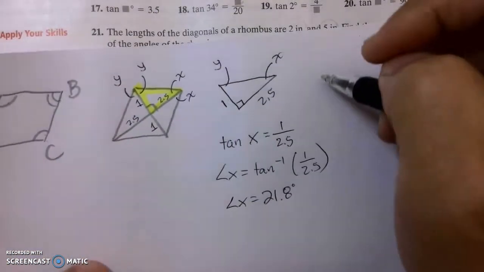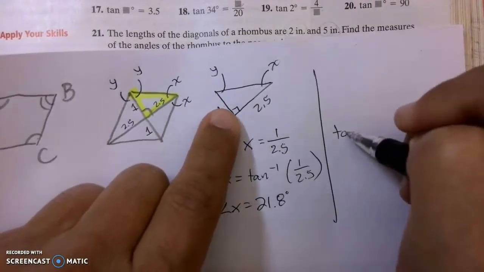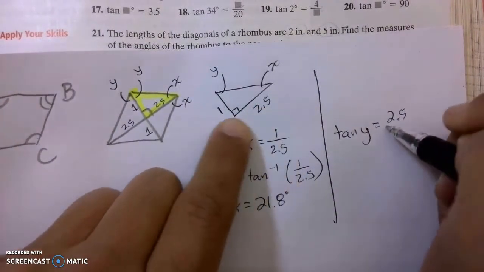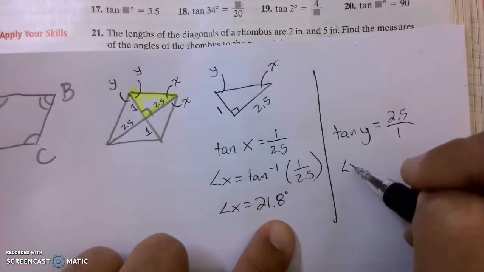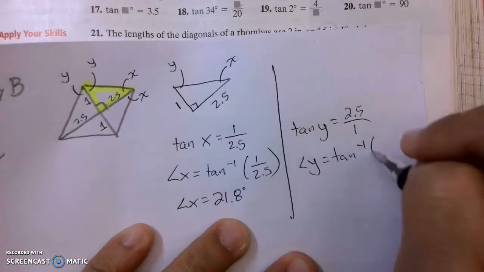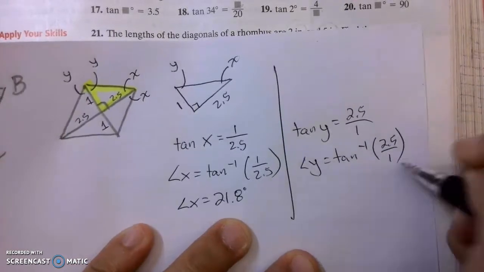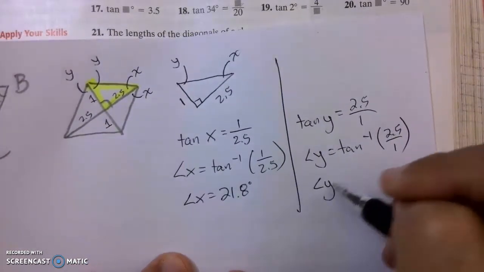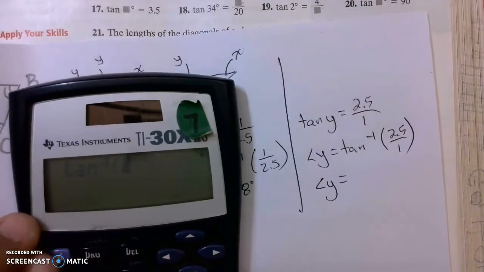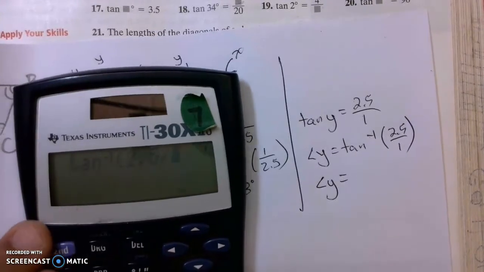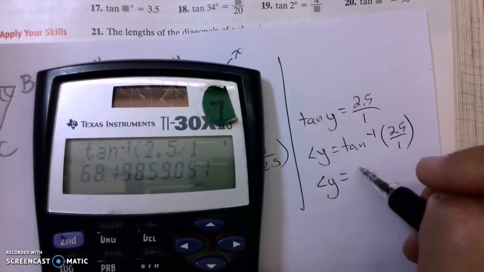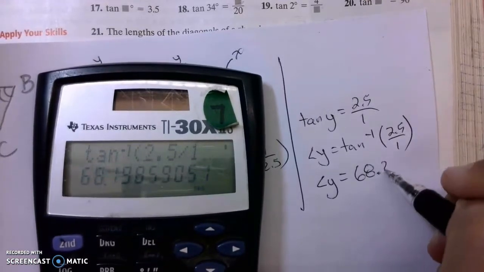And we can also solve for y, kind of the same idea. Tangent of y is equal to opposite 2.5 over adjacent, which is 1. So the angle y is equal to the inverse tangent of 2.5 over 1. Now we could actually use the calculator and do the inverse tangent, which I'm about to do. Might as well do it since I started this formula. 2.5 divided by 1 is equal to 68 point, I'm going to round that to 2.